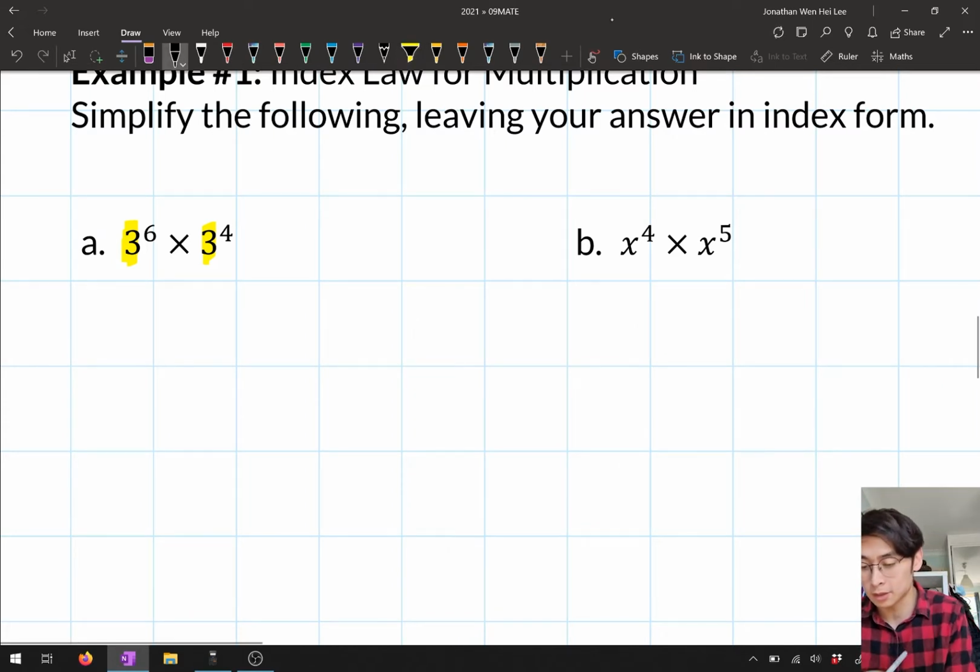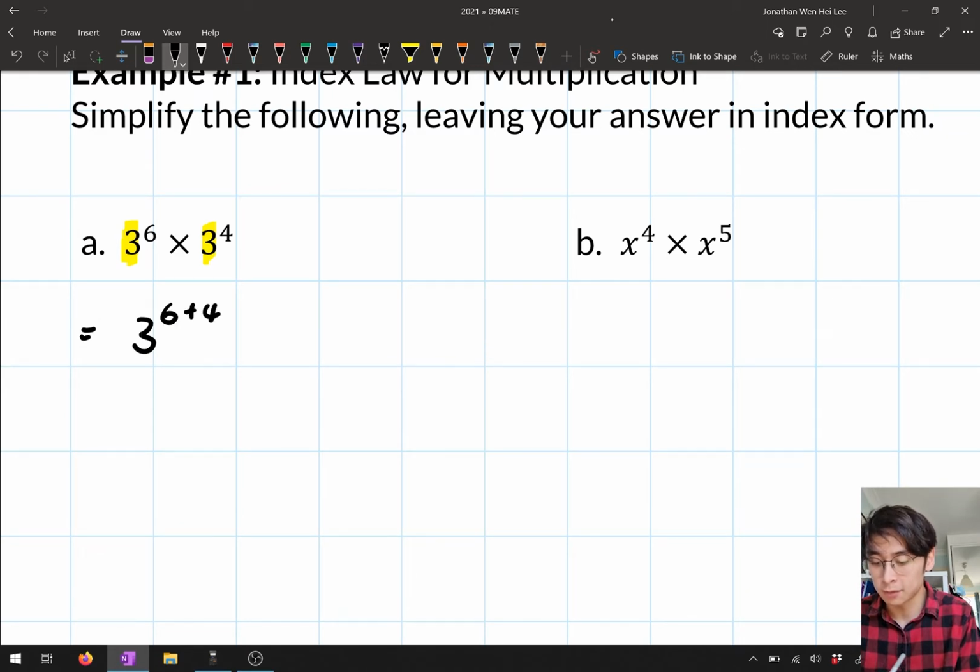We're multiplying them, so when we multiply indices with the same base, all we do is add the powers together. So here we're going to write 3 to the power 6 plus 4. So that just becomes 3 to the power 10. So notice here we don't multiply. So what not to do, this is what you shouldn't do.